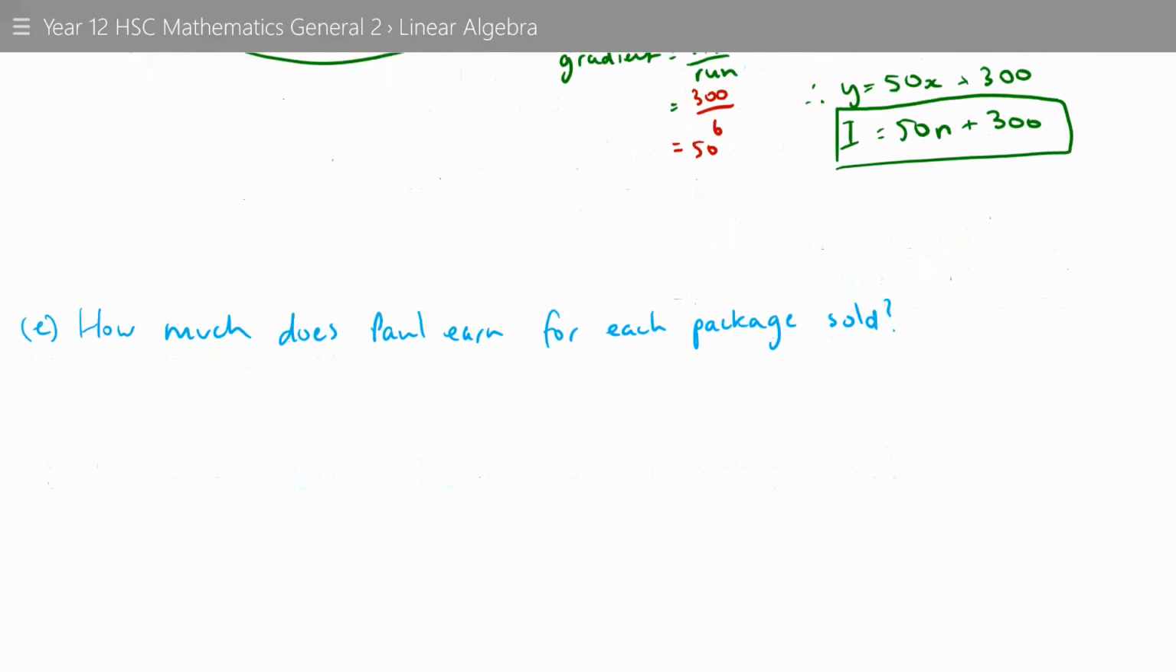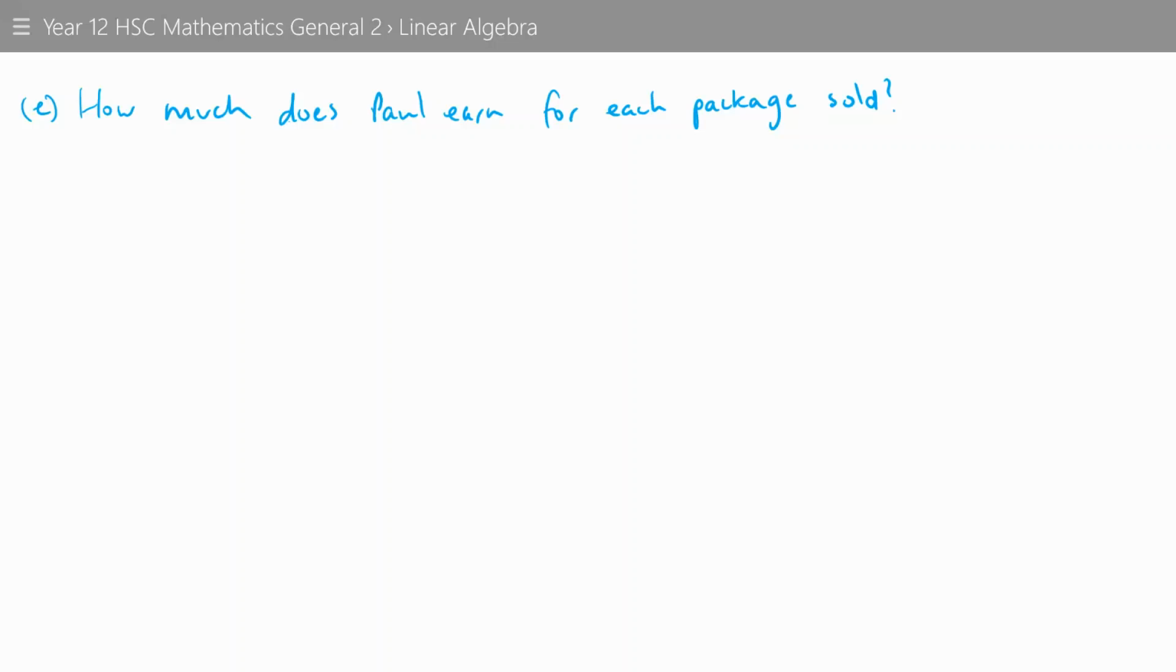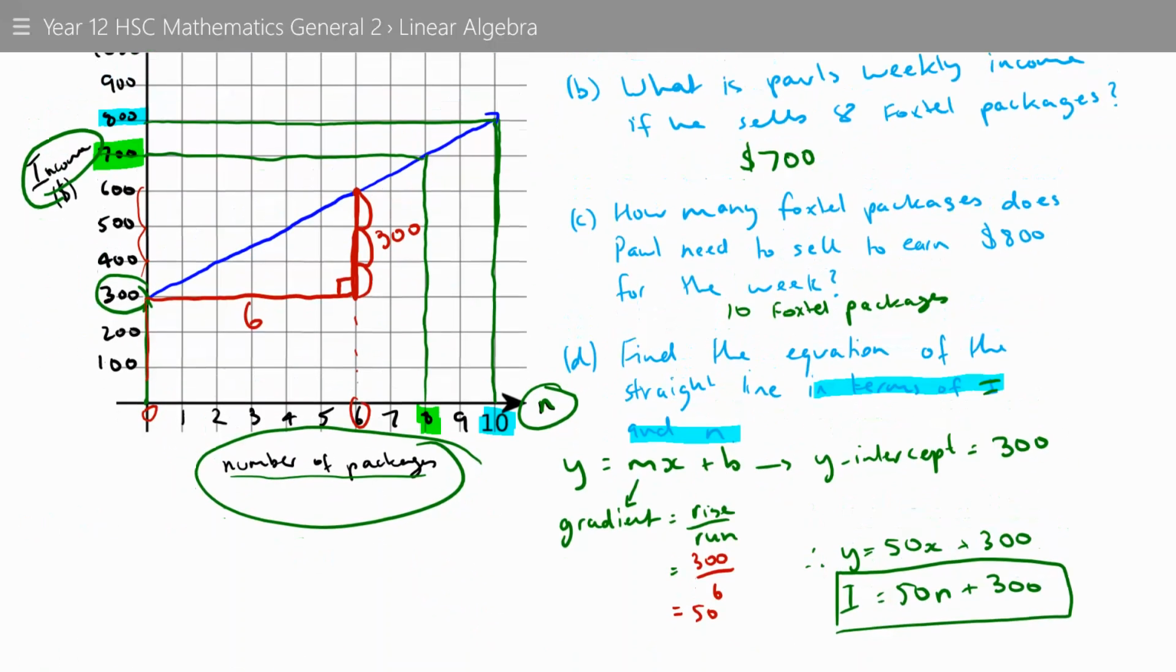Part E. How much does Paul earn for each package sold? Let's have a think about this. After one package, how much does it go up by? Well, it's about halfway up there, from 300 to 400. But I can clearly see after two packages, it's gone up from 300 to 400. So every two packages you get 100. 100 divided by 2 is $50. But where else have we seen 50? Right here. The gradient. The gradient equals 50. The gradient represents the change for each unit, for each package.